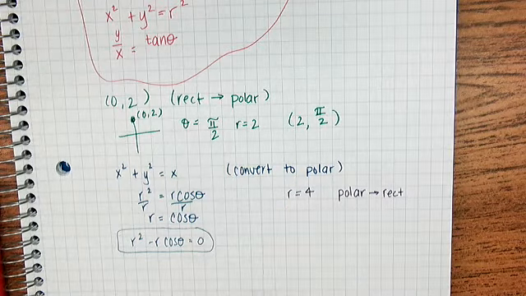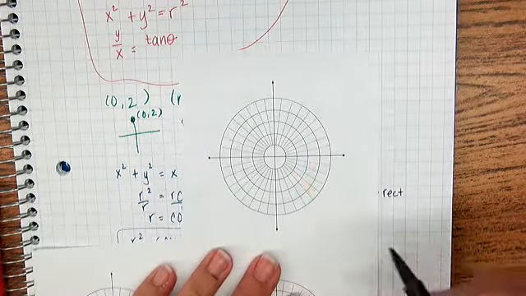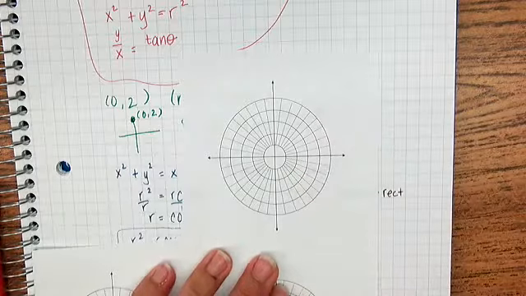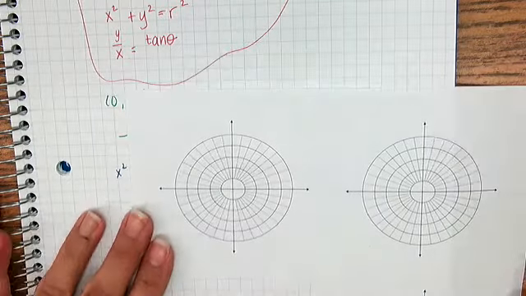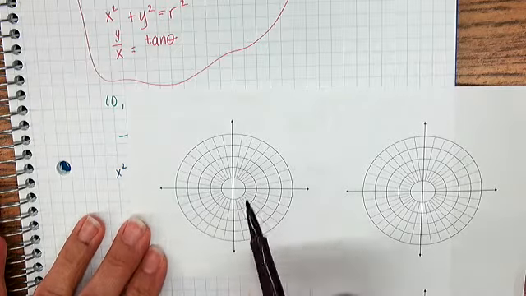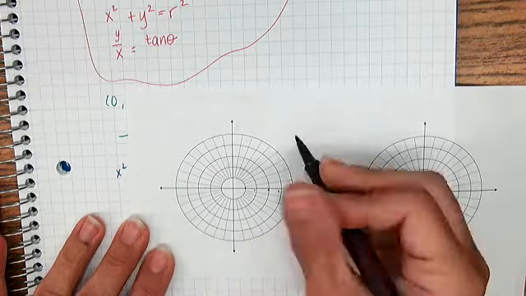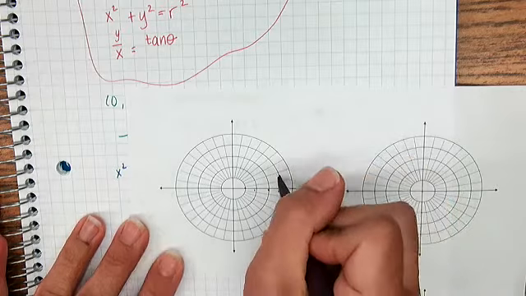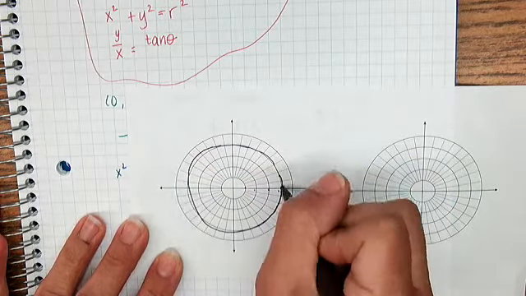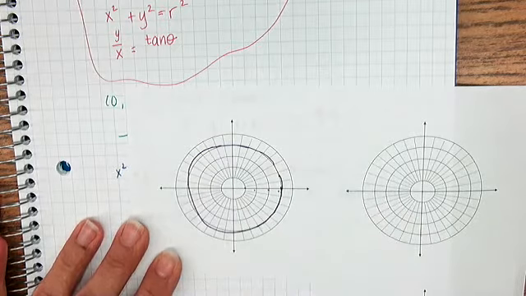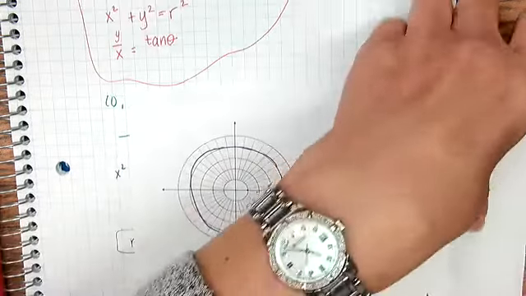Here, let me find another graph. These aren't really circular now that I look at them, they're kind of oval. Anyway, sorry. So if r is 4, 1, 2, 3, 4, I don't care what theta is, r is 4. For every value of theta, r is 4. But what does that look like? It's a circle with radius 4. That's what this is.